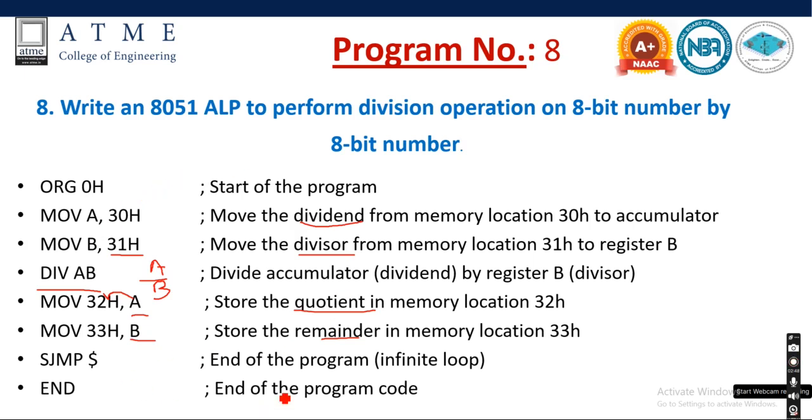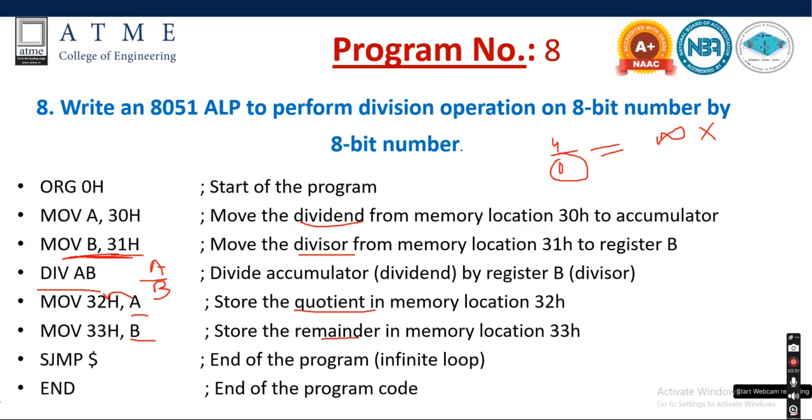Before executing this program, you have to take care. Additionally, you have to keep in mind that division by 0 is not allowed. The B register should not be loaded with 0. If you load it with 0, it creates an error. You know that any number, whether 4 or 5, divided by 0, the result will be infinity. This is not allowed, so you should avoid it.